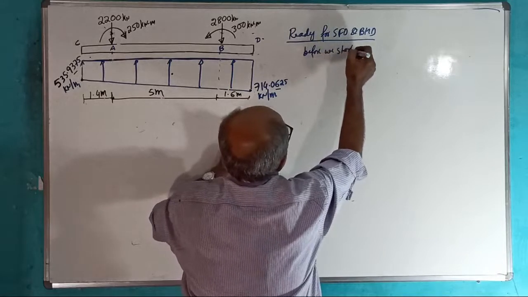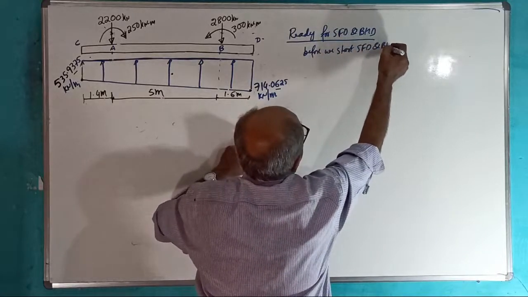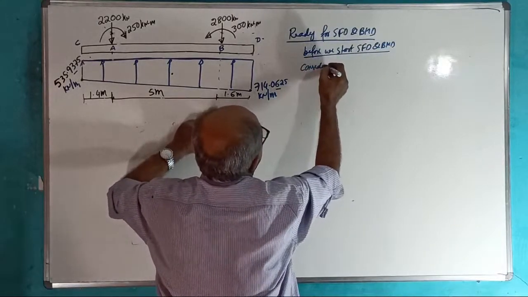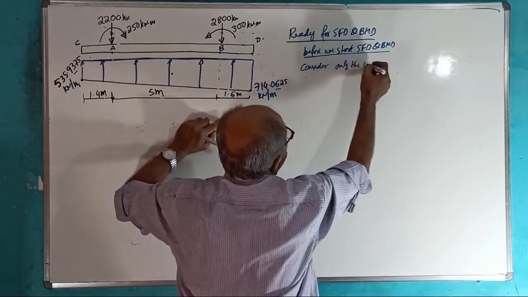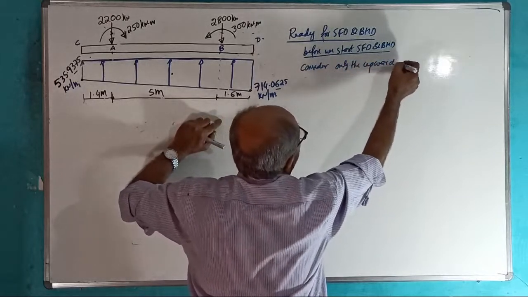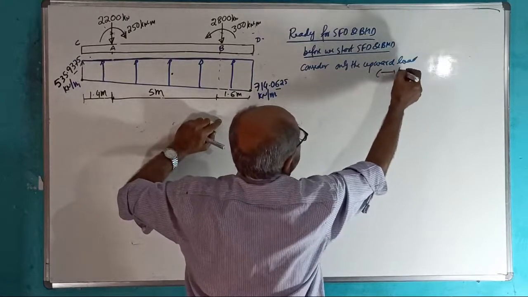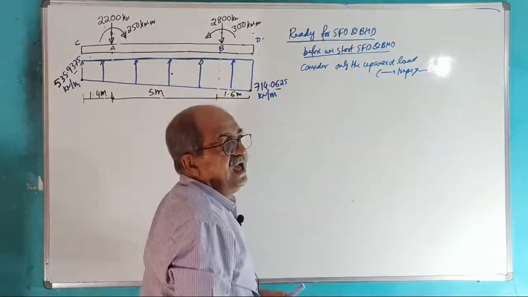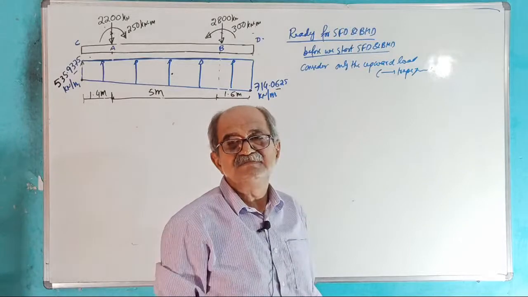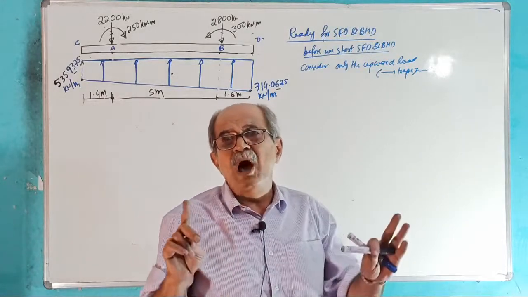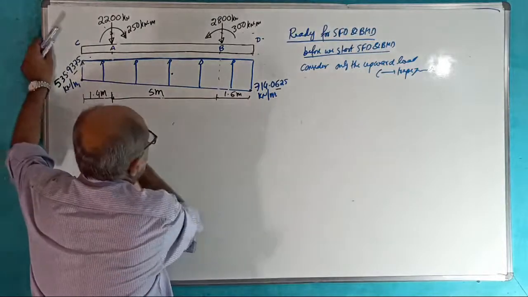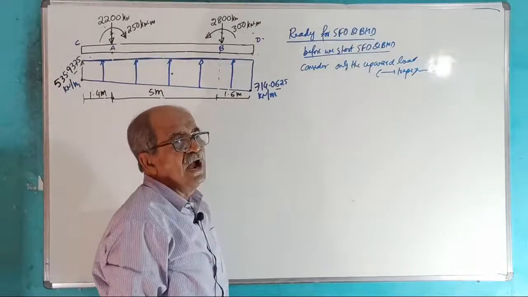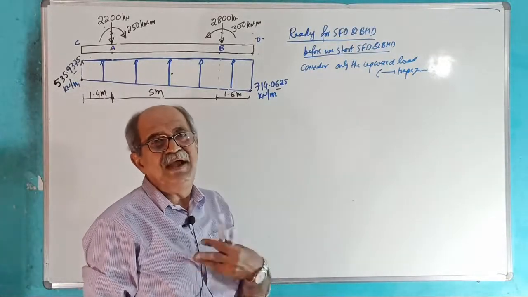So what I do is, before we start SFD and BMD, we will consider only the upward load, which is in the form of a trapezium or uniformly varying load. There we will take a section XX at distance X from one of the ends, either left end or right end, your choice. I will take from the left end. You can't waste time, left or right, you will take.